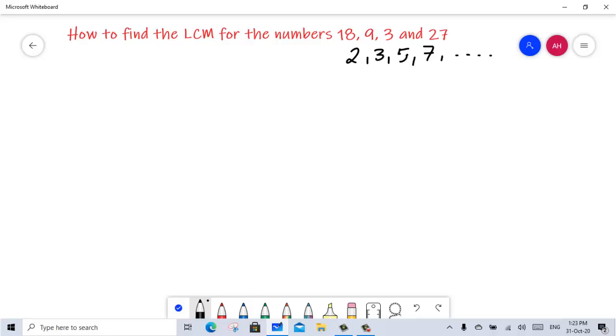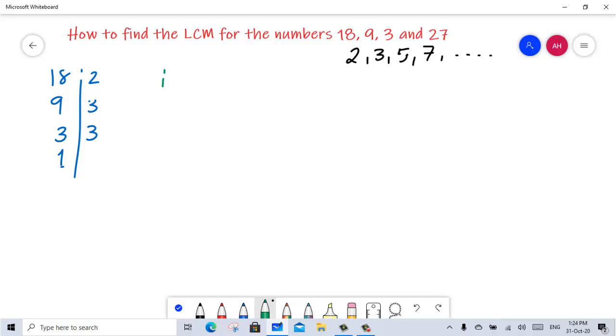So let's go now and begin with number 18. To do the prime factorization of 18, I'm going to divide 18 by 2. 18 divided by 2 is 9. What is the prime number that I can divide 9 with? It's 3. 9 divided by 3 is 3, and 3 divided by 3 is 1. When I reach 1, this means that I have already found all the prime factors for the number 18.